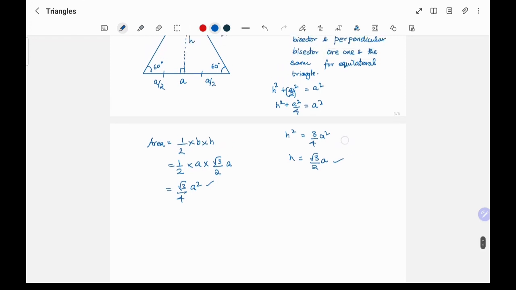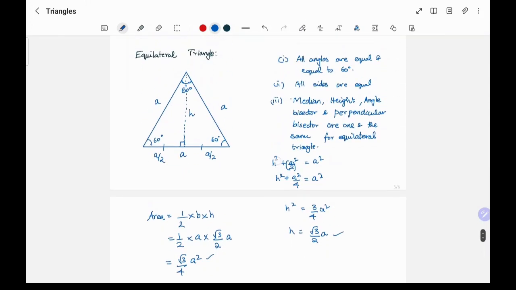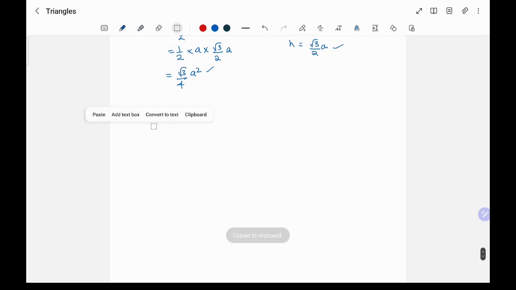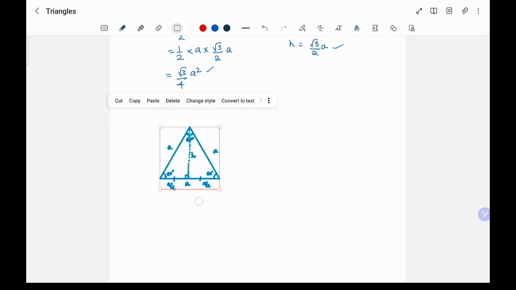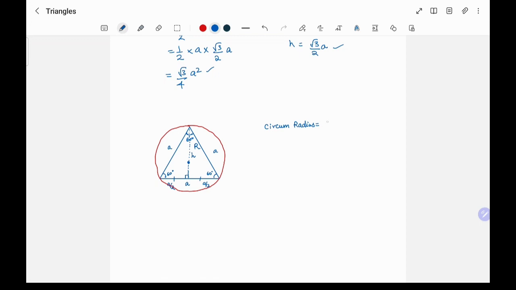So next, if we have a circumcircle, we want to see what the circumradius is. This is the circumcircle and its radius. So the radius of the circle is called the circumradius, and it is denoted by capital R.